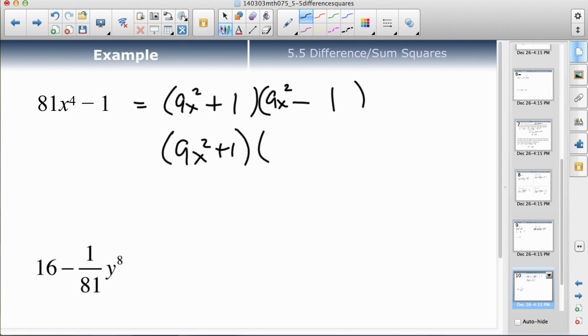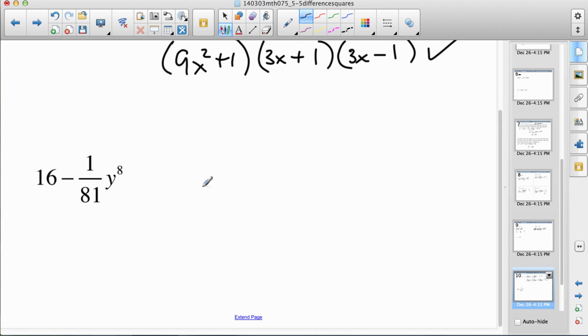But this one I could split into two more factors. So 9x squared, I can split it into 3x and 3x. 1 times 1 is 1, so 1 and 1. One's plus, one's minus. So this would be the correct factorization. This one would be incomplete. You might get a 3 out of 5 or something on that one.